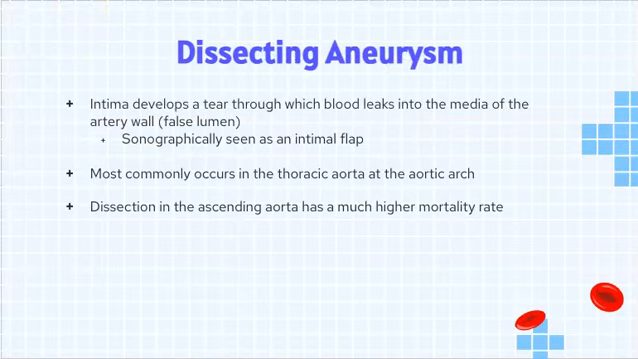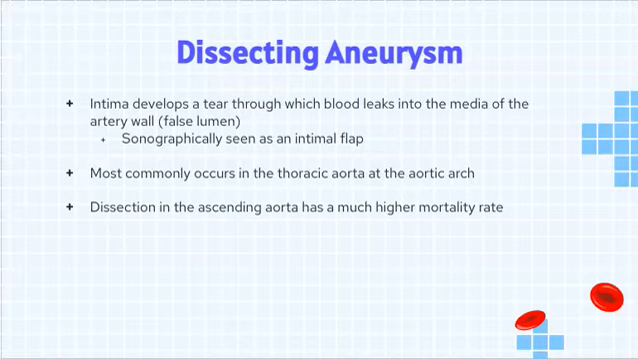Next we have our dissecting aneurysm. This is when a separation of the vessel wall occurs, when the force of blood pumping through the vessel actually splits those layers of the arterial wall. And then this allows blood to leak in between those two walls. So the intima develops a tear through which blood leaks into the media of the artery wall, which is also known as our false lumen. Sonographically, this is seen as an intimal flap, which will be a thin echogenic linear structure in the true lumen.